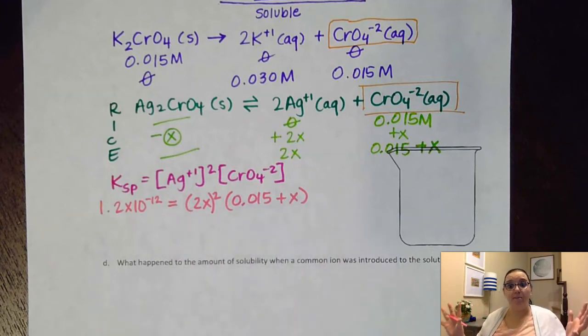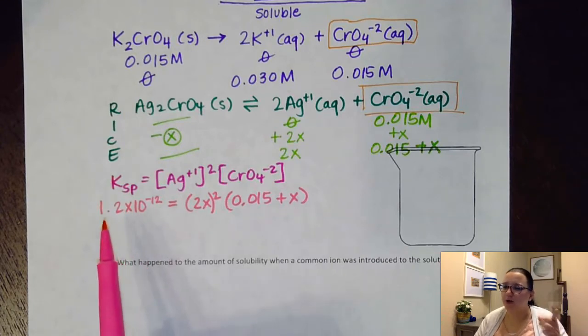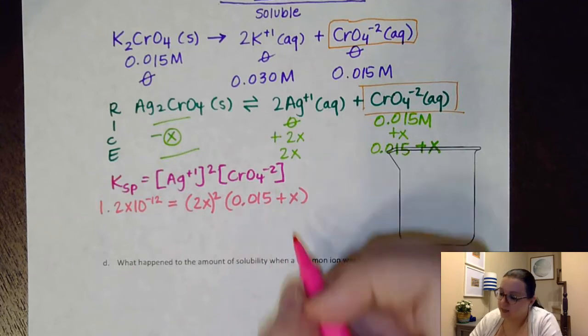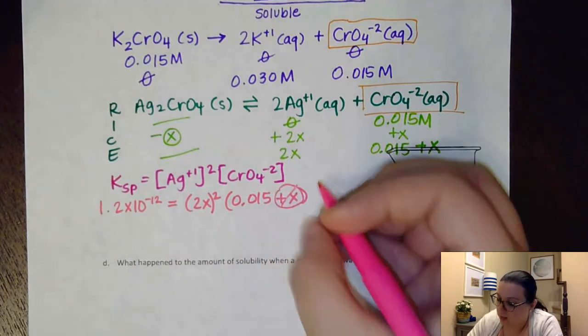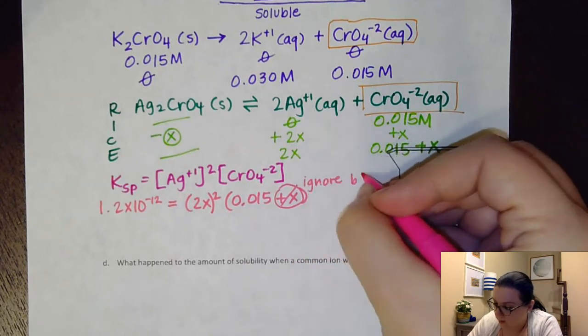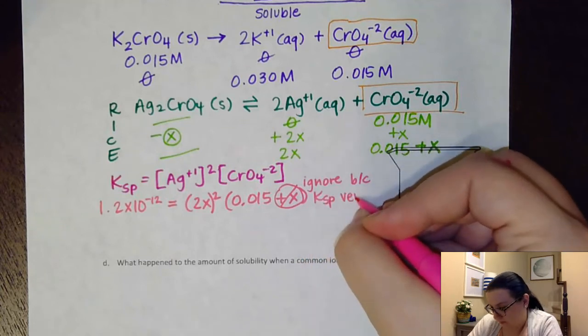Again, things are getting messy with those exponents. I don't have consistent exponents all the way across, and I can't combine them because they're being added. So yet again, this would require a quadratic equation. But yet again, I notice the Ksp is incredibly small, and so that plus x, I get to ignore that change. Again, we're ignoring it because the Ksp is very small.